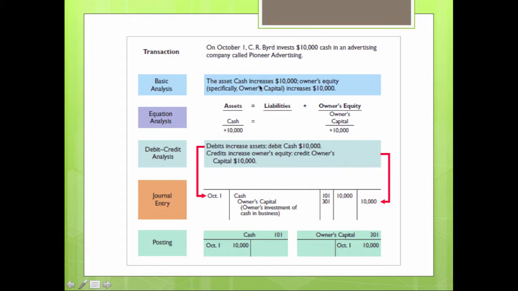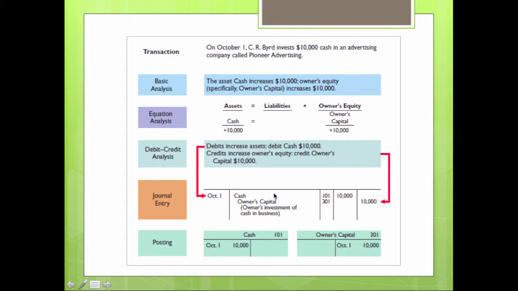Then we analyze the transaction to determine which two accounts are affected. Remember, we need to affect at least two accounts. In this case, it's determined that the cash is increased by $10,000 and owner's equity is increased by $10,000. Okay? We then record these transactions in tabular form, and you did that in Chapter 1 with the Excel sheet. And it's in reference to the accounting equation. Remember, cash is under assets and owner's capital is under owner's equity.